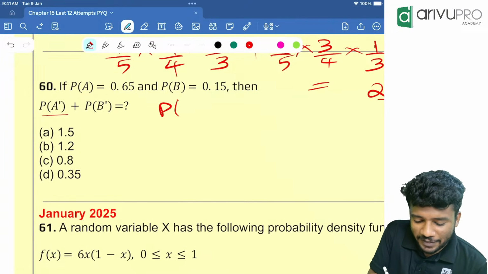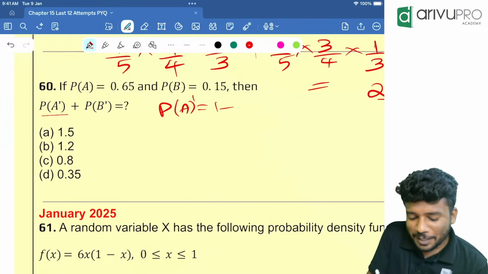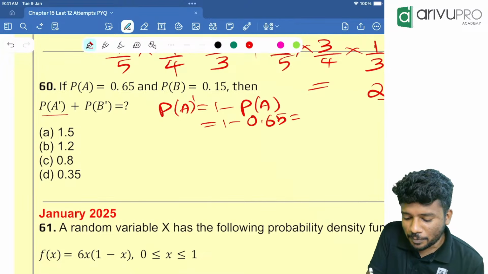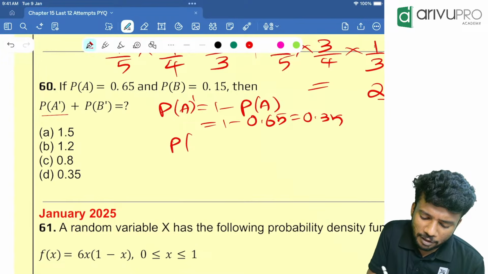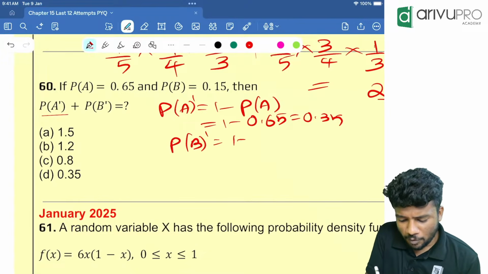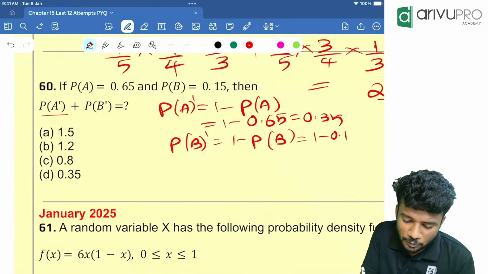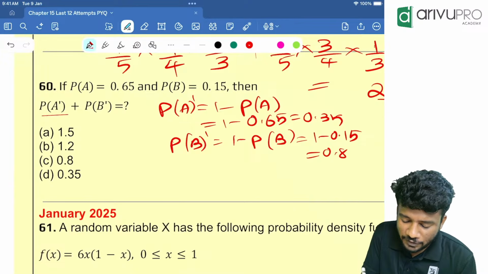People, P of A complement is nothing but what? 1 minus P of A, which is equal to 1 minus 0.65, which is 0.35. Then P of B complement is nothing but what? 1 minus P of B, which is nothing but 1 minus 0.15, which is equal to how much? Which is equal to 0.85.